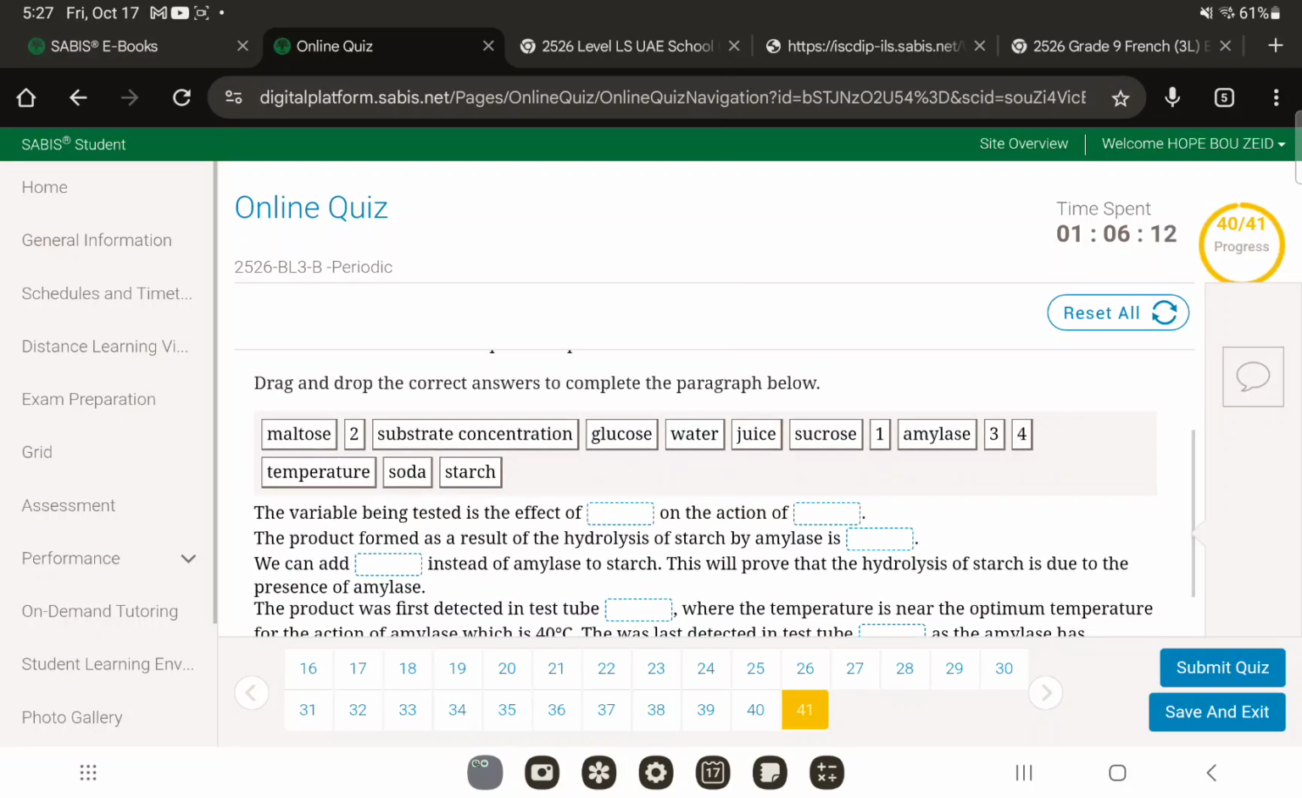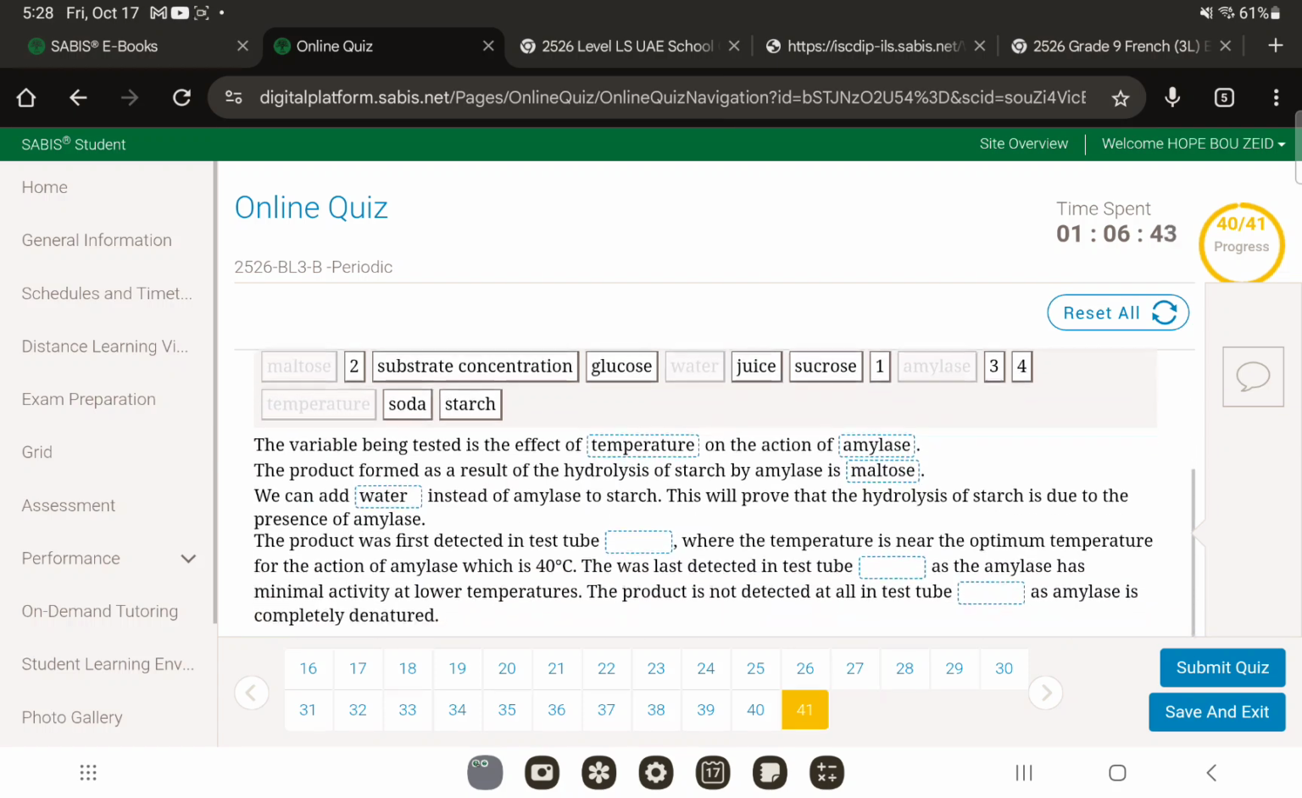Okay, the variable being tested is the effect of temperature on the action of amylase or enzymes. The product formed as a result of the hydrolysis of starch by amylase is maltose, because when you break down starch you get maltose. We can add blank instead of amylase to starch. This will prove that the hydrolysis of starch is due to the presence of amylase. Could add water, because it's really the only logical thing to replace amylase with.